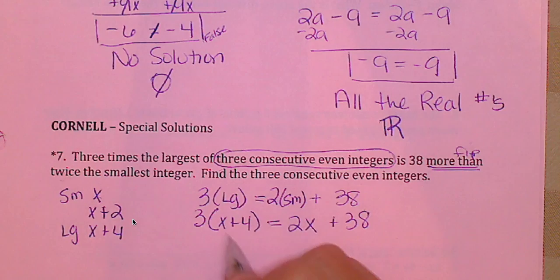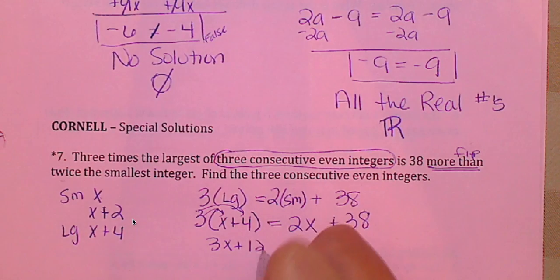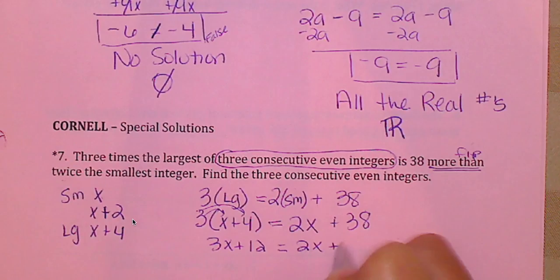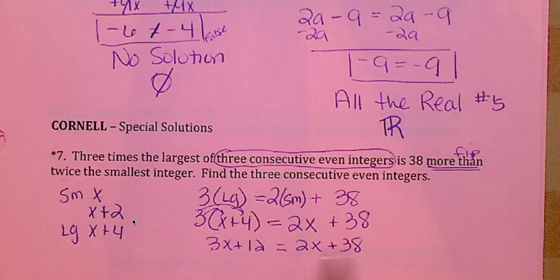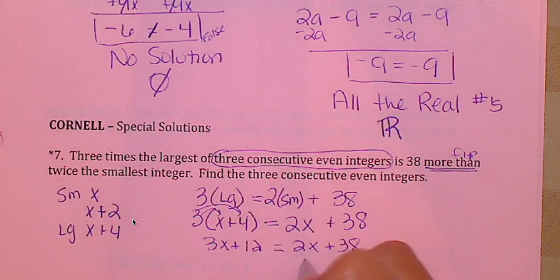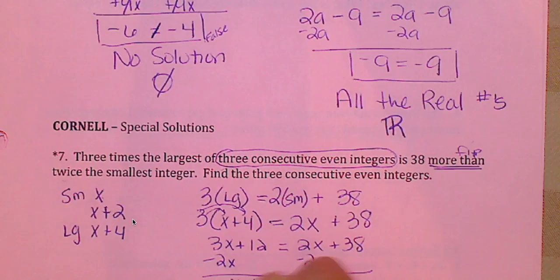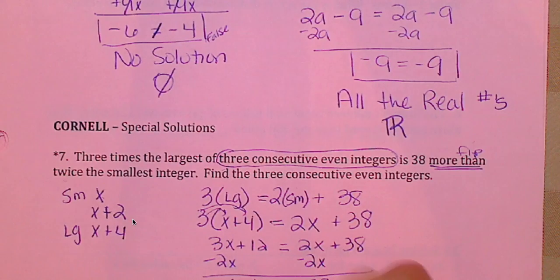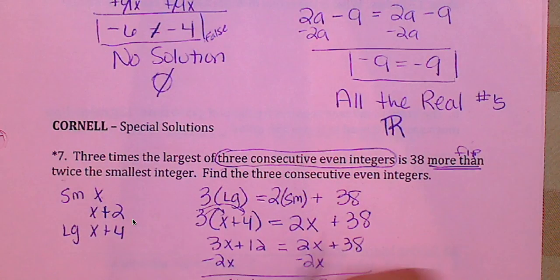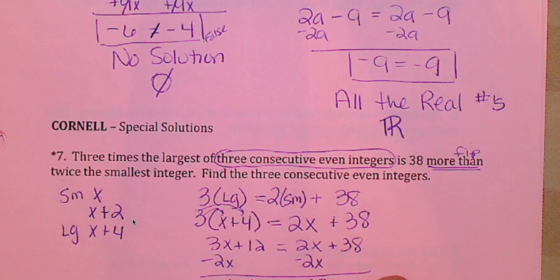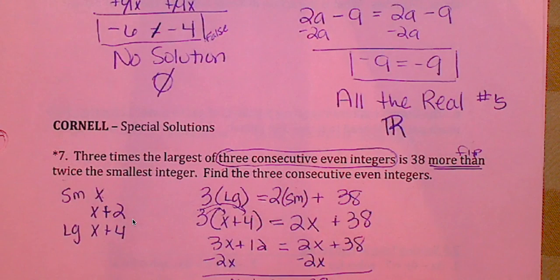So let's go ahead and work this out. Distribute, we get 3x plus 12 equals 2x plus 38. We cannot simplify the left side or the right side, so we're going to go ahead and move the small variable, which is the 2x. x plus 12 equals 38. All right, now we'll move the 12, so we'll subtract 12. I'm going to write kind of small if I can, and 38 minus 12 gives us 26.